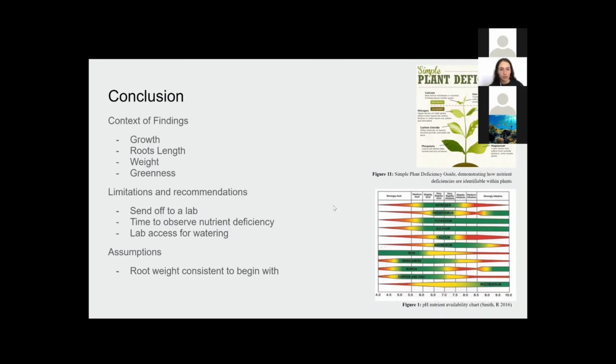Future experiments could include a range of pH, investigating a variety of basic and acidic solutions. Any future experimentation should aim to reduce these limitations.